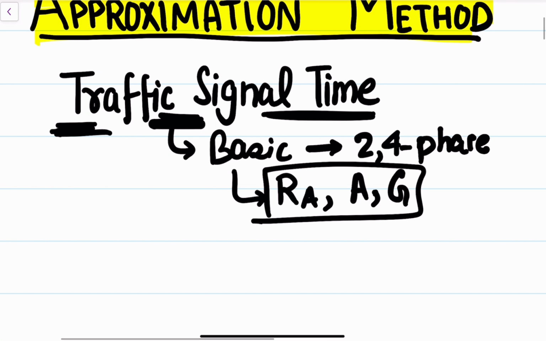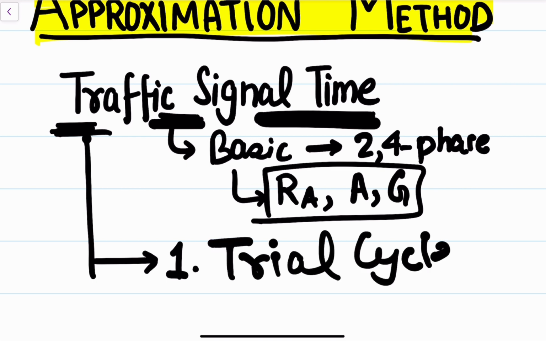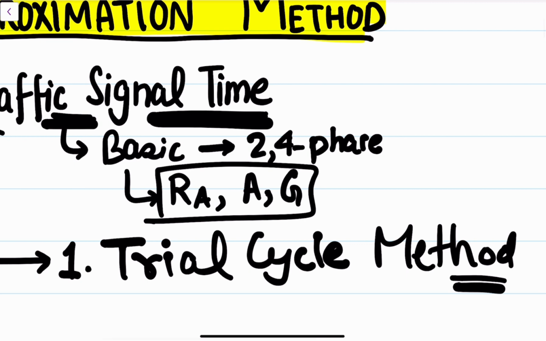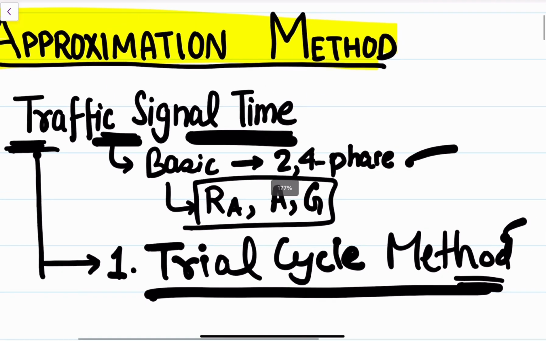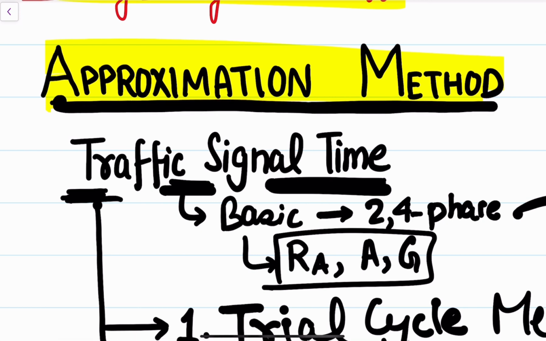In terms of design of traffic signal timing, we have discussed one method that is called the trial cycle method. In the previous videos, we discussed the trial cycle method for the design of signal timing. You can watch these two separate videos for more information. In today's lecture, we are going to discuss the approximation method for the design of traffic signal timing. Right? So, in the trial cycle method, we discussed that the cycle time is assumed, and considering that we decide the eventual total cycle time for the traffic signal.